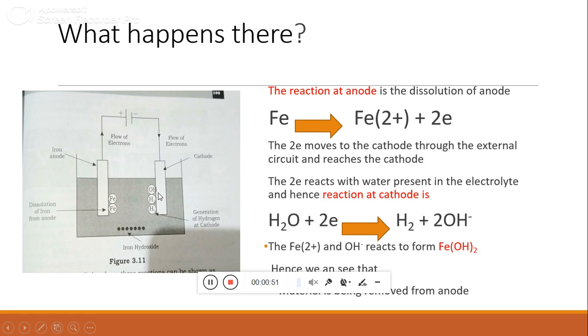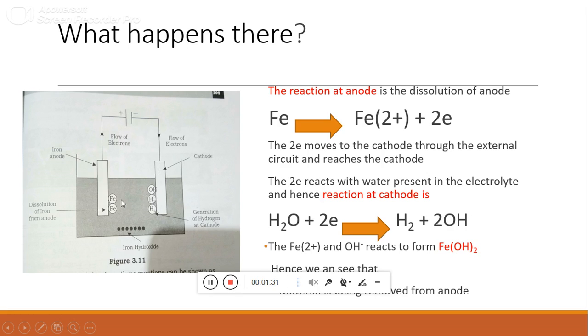See, in the electrolyte, we will be having some water content. The 2 electrons react with the water present in the electrolyte, and hence the reaction at cathode is water plus 2 electrons giving hydrogen and 2 hydroxyl ions. So these electrons that are formed in the anode after the dissociation of iron move to the cathode, and react with the water content in the electrolyte and give OH- ions and hydrogen gas.